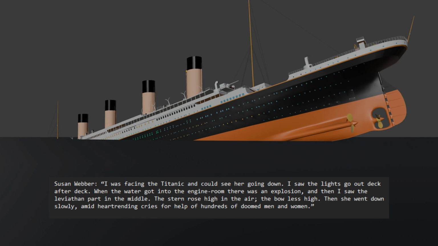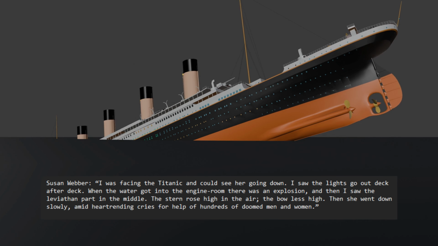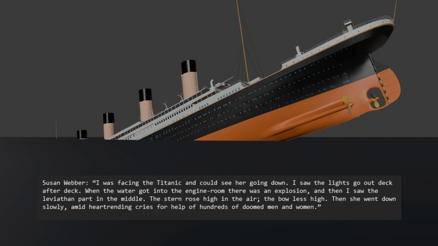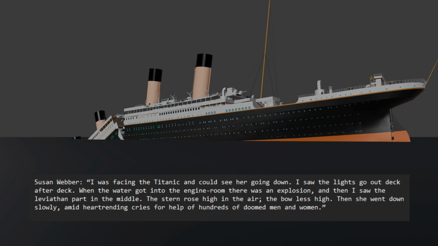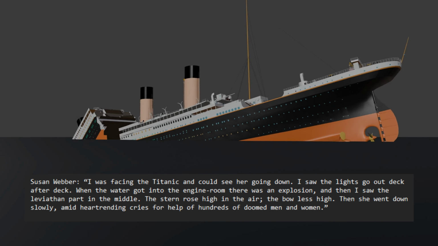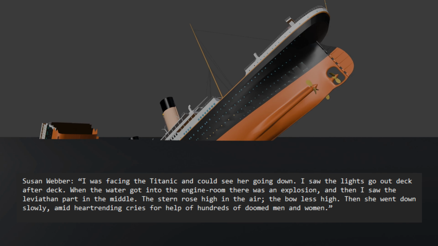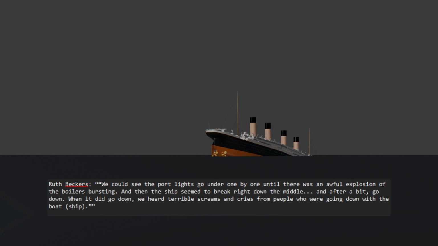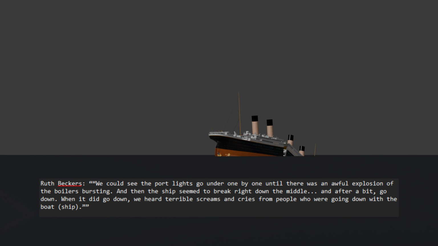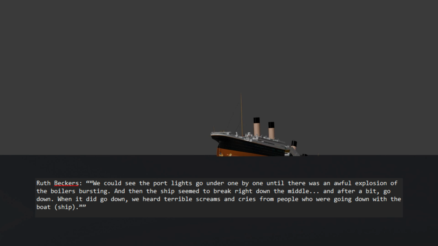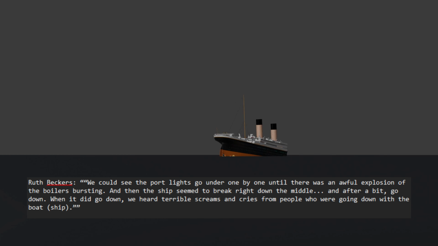I was facing the Titanic and could see her going down. I saw the lights go out deck after deck. When the water got into the engine room, there was an explosion, and then I saw the Leviathan part in the middle. Then she went down slowly, amid heartrending cries for help of hundreds of doomed men and women. We could see the port lights go under one by one until there was an awful explosion of the boilers bursting, and then the ship seemed to break right down the middle, and after a bit, go down. When it did go down, we heard terrible screams and cries from people who were going down with the boat.